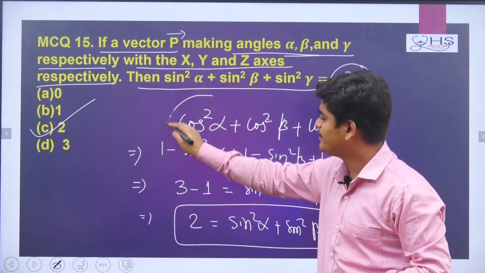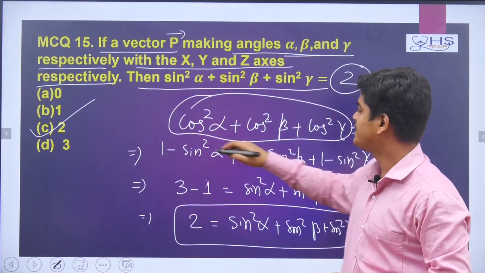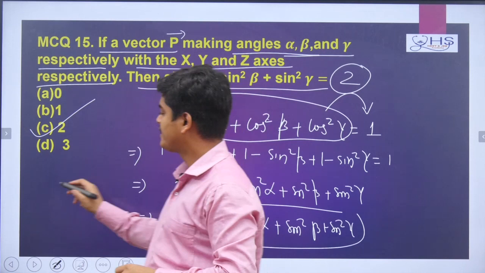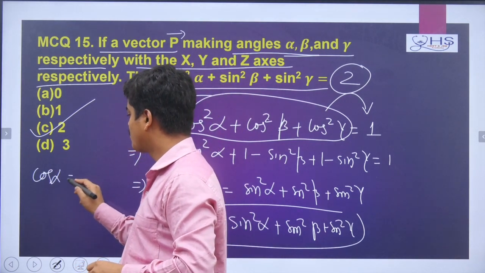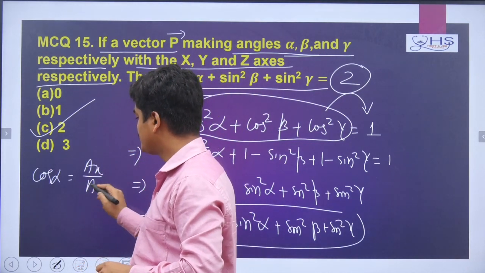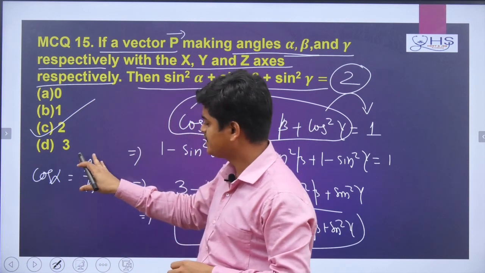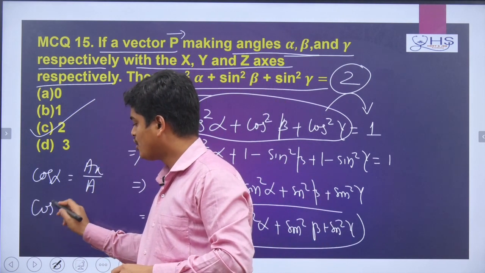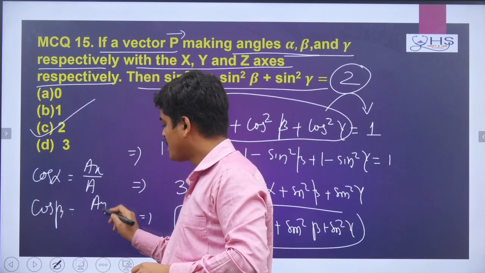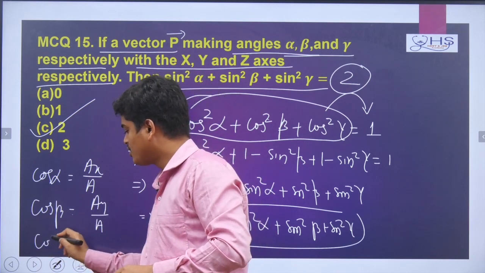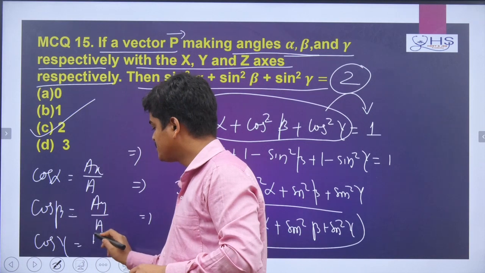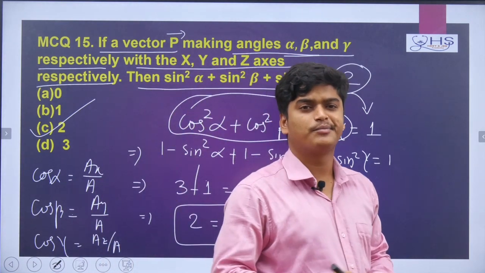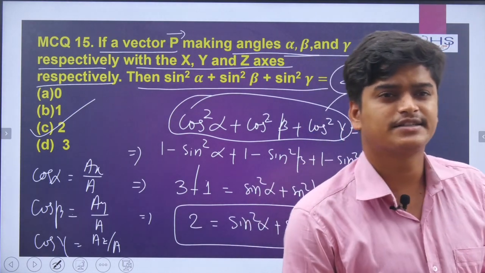And also we have derived how cos square alpha plus cos square beta plus cos square gamma is coming 1. So here definitely you have to write cos alpha equal to how much? Ax by A. If A vector or p vector, whatever we are considering, the component of the vector along the x axis is Ax by A. And cos beta is nothing but Ay by A. And cos gamma is nothing but how much? That is Az by A. If we take squares, then how much will it come? 1. So I hope you understand.